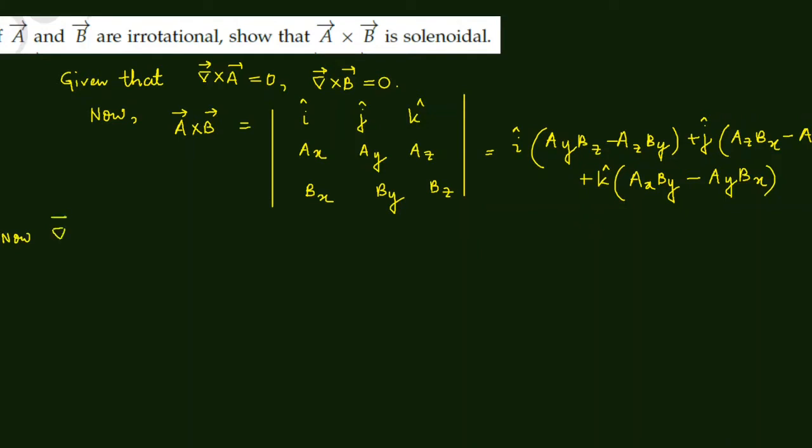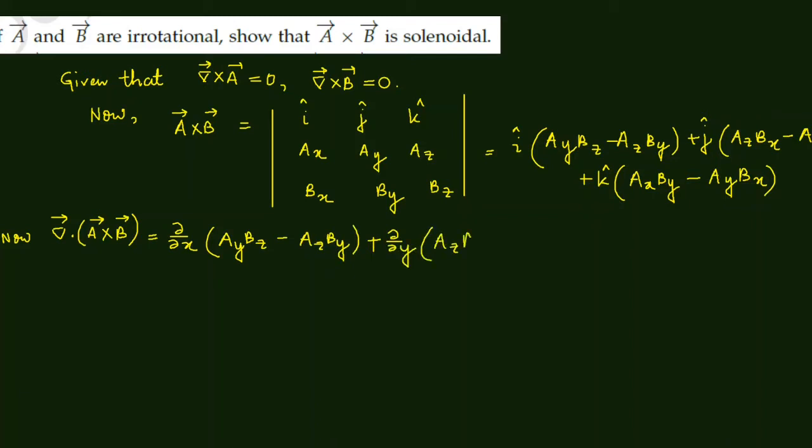Now, what is divergence of A cross B? Because we have to prove divergence of the vector equal to 0 for it to be solenoidal. So, we know that divergence will be del x of the first component, del y of the second component, and del z of the last component. Now, there will be so many terms. So, let us take out terms one by one.